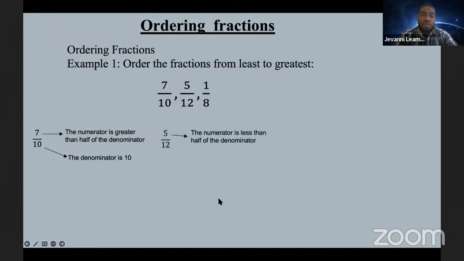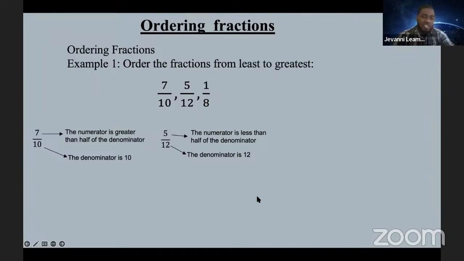Now we have the 5/12. What is half of 12? You can type in the chat or you can say it right now. 6. Oh, all right, 6. Now looking at the numerator, 5. Is 5 greater than 6 or is 5 less than 6? Which one is it? Less than. All right, good. So we have done those two fractions already.